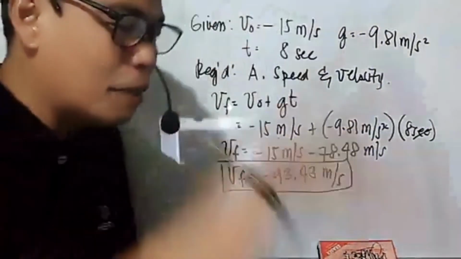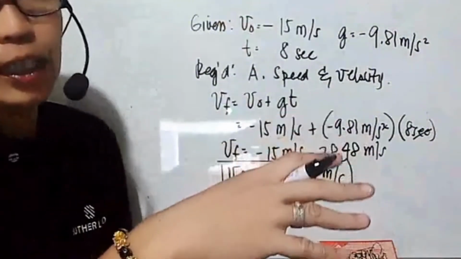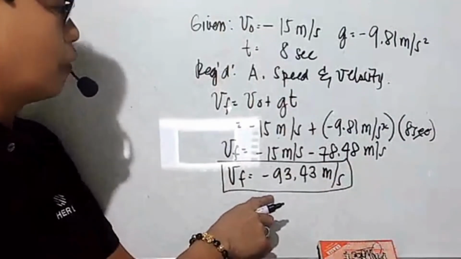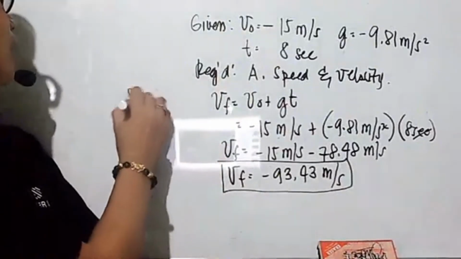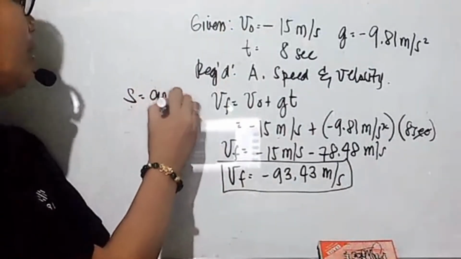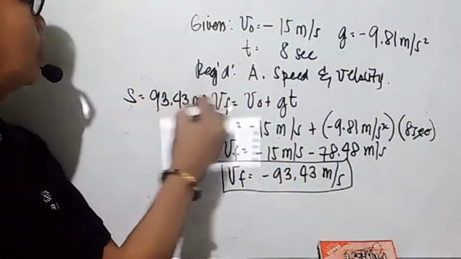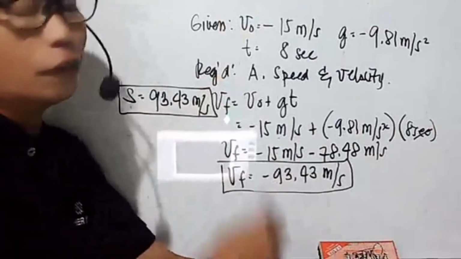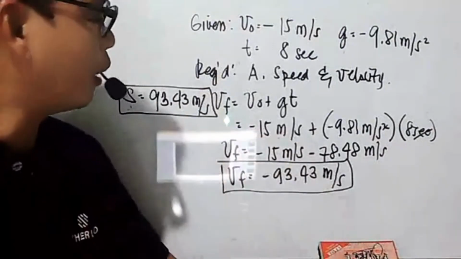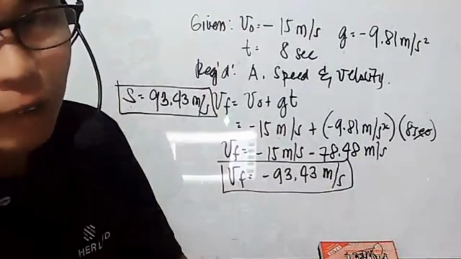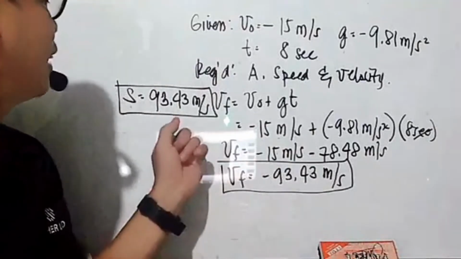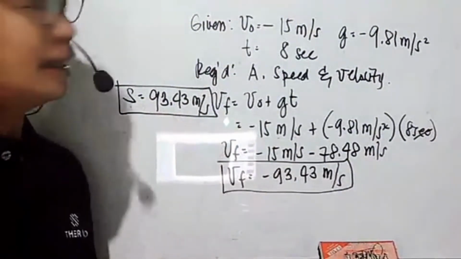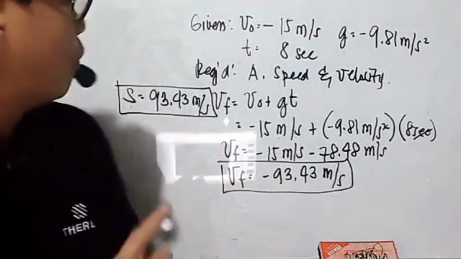So pag hagis niya ng bola na mayroong speed na 15 meters per second, after 8 seconds, ang velocity niya is negative 93.43. Again, ang speed niya ngayon is 93.43 meters per second. So negative 93, that is your velocity. Since vector siya, may direction siya, therefore it is negative, meaning it's going down. But ang speed niya is 93.43 kasi wala namang sign yung speed. It's a scalar quantity. So that's for A.